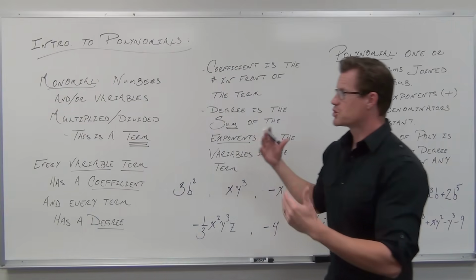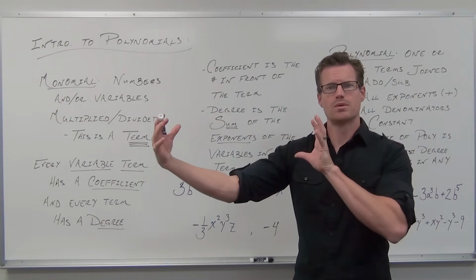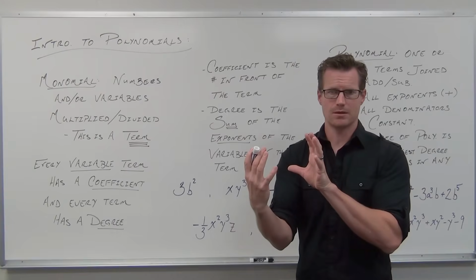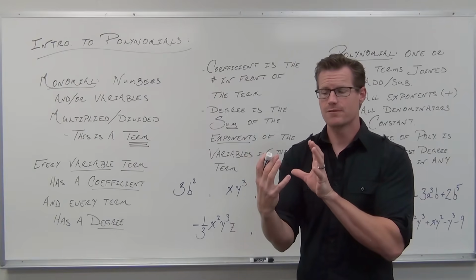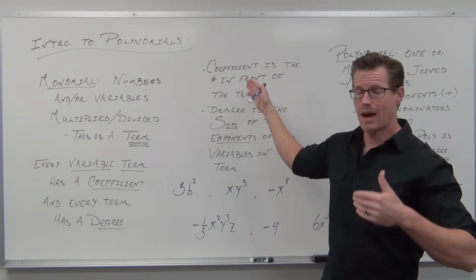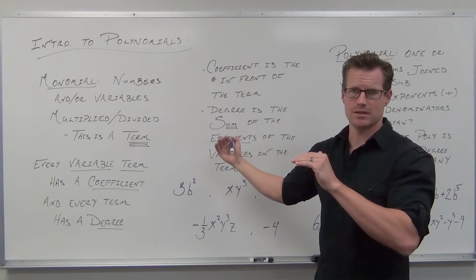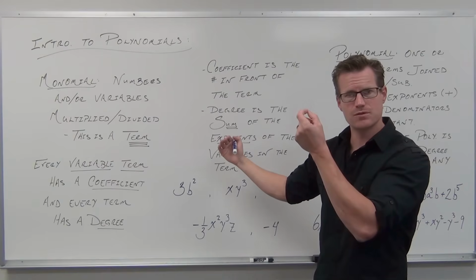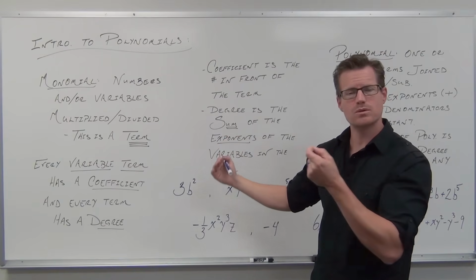So here's what we should know. Monomials are numbers and variables multiplied together. That creates a term. Every variable term has a number in front of it, and that's called a coefficient. If you have variables, you'll also have exponents. If you add the exponents of those variables, you're going to get the degree. That's what those words mean.